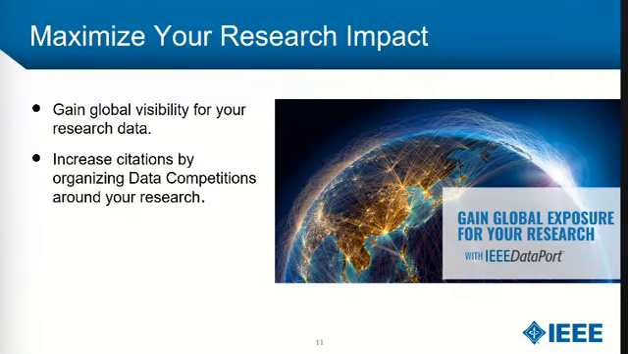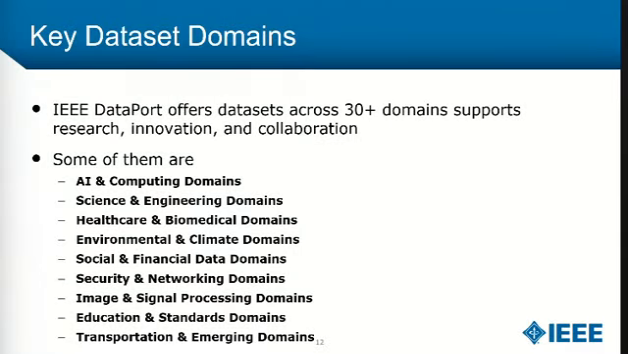Of course, your work impact will be maximized because it is globally visible. You will get research data, you will get citations of your work, etc. You can participate in a competition as well as organize a competition in your student branch, in your section, anywhere, and you can connect with people who take part in this contest. So, as I said, we have 30 plus different domains in which we have data sets. Some of the domains listed here are the AI and computing domain, science and engineering domain, healthcare and biological domain, environmental and climate domain.